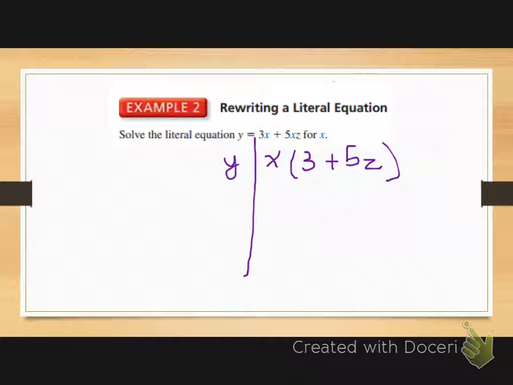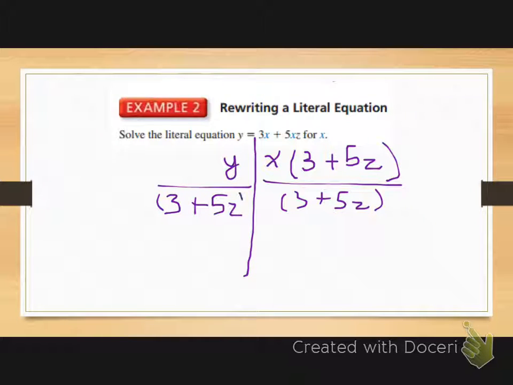So now that's factored. So now in order to get rid of the 3 plus 5z, I'm just going to divide by that, 3 plus 5z. Whatever I do to one side, I must do to the other. So then we will get that x is equal to y divided by 3 plus 5z. That's it, you're done. There's nothing else you can combine.